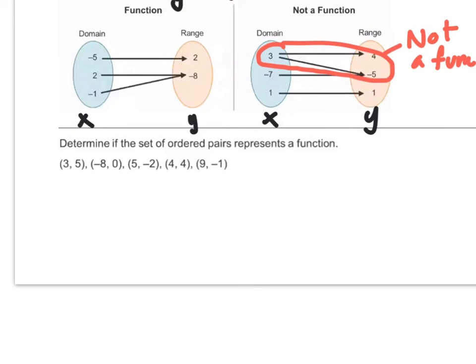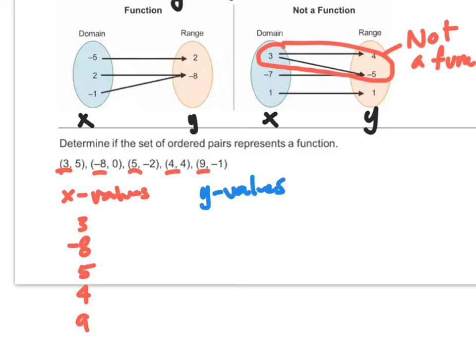So what I'm going to do is write down the x values. I've got 3 as my first x value, -8 is my second x value, 5 is my third x value, 4, and then 9. And then I'm going to write out my y values. So I've got 5, I've got 0, I've got -2, I've got 4, and I've got -1.